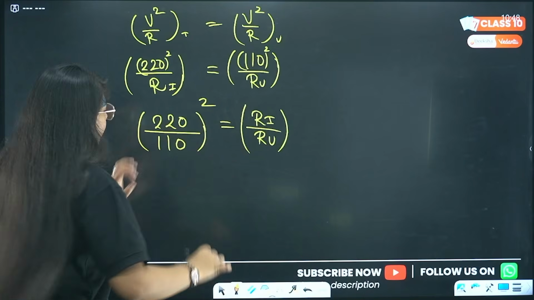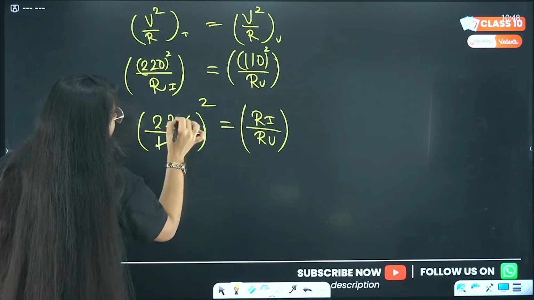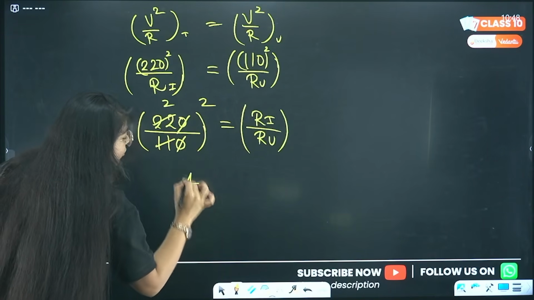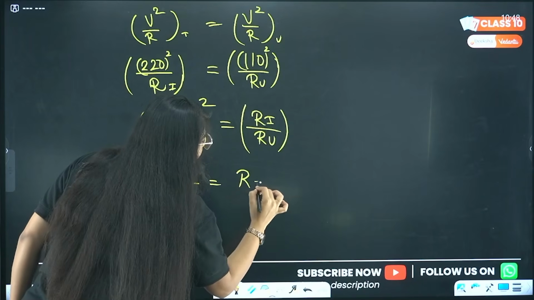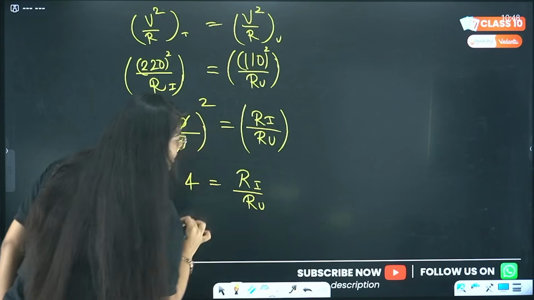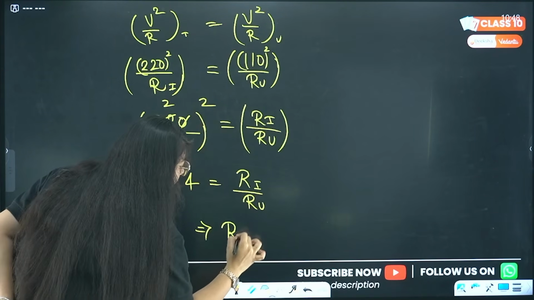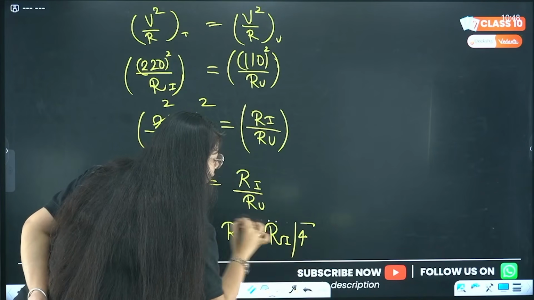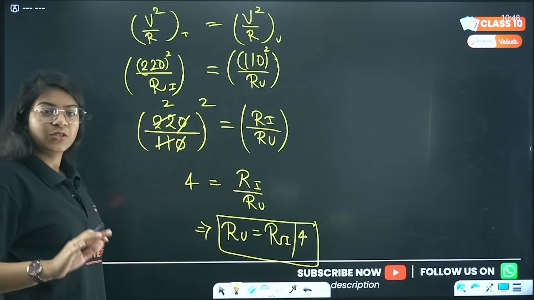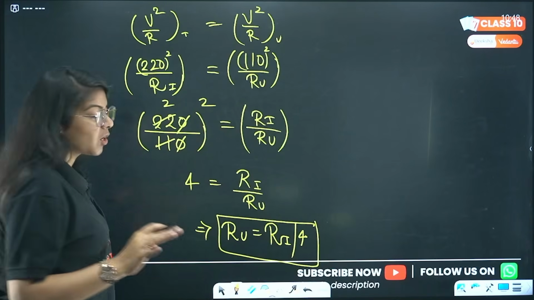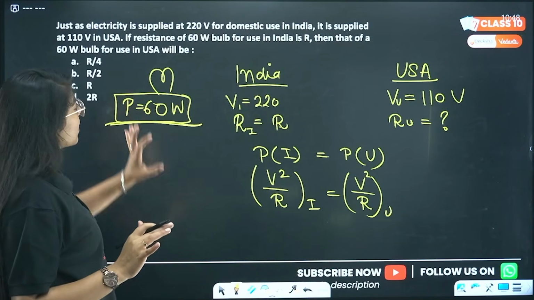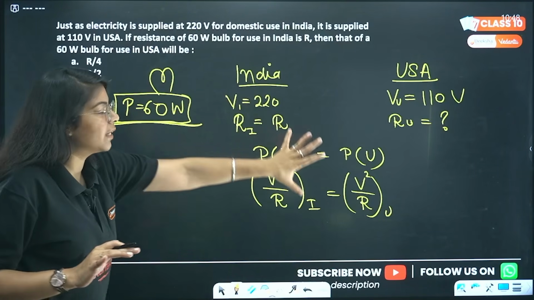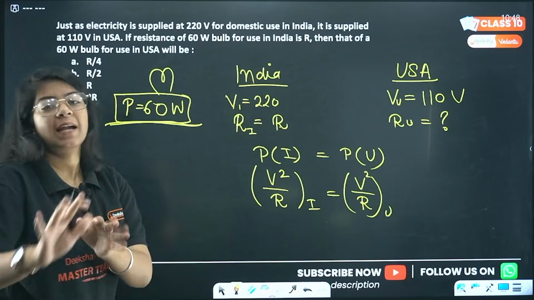This makes sense, right? So if I just solve this, this will be 2 square, 4 equals R of India divided by R of USA. So my friends, R of USA will be R of India divided by 4. Understood? Clear? Okay, very easy, very basic. Power is same, so we equated the powers in India and in USA.